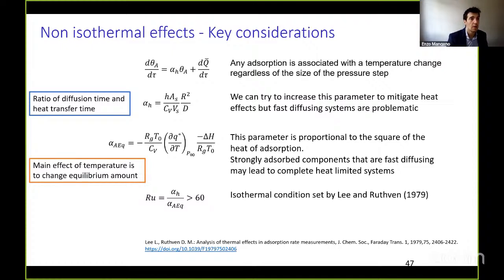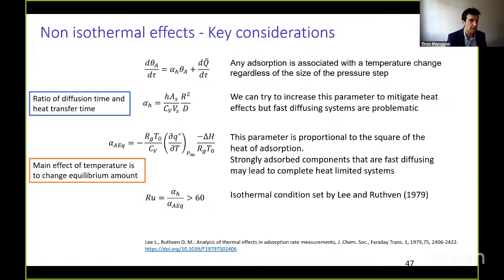The Ruthven number has two parameters, alpha H and alpha equilibrium, that are defined here. The first one is the ratio of the diffusion time and the heat transfer time. So obviously, we can try to increase this parameter to mitigate the heat effects by changing the thermal mass of the system. But for fast systems, i.e. when the diffusivity is really high, this is always a problem. So thermal effects are very likely in systems that are fast.